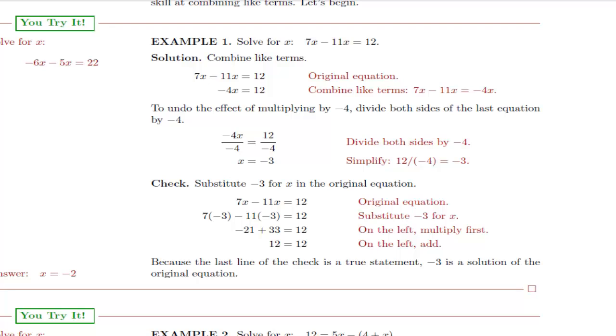Solution, combine like terms. 7x minus 11x is -4x. So now we have the equation -4x equals 12, and to undo the effect of multiplying by -4, we'll divide both sides by -4 to get x equals -3.